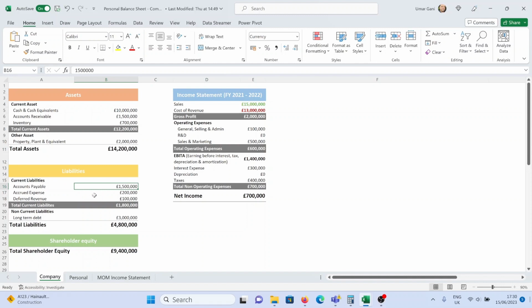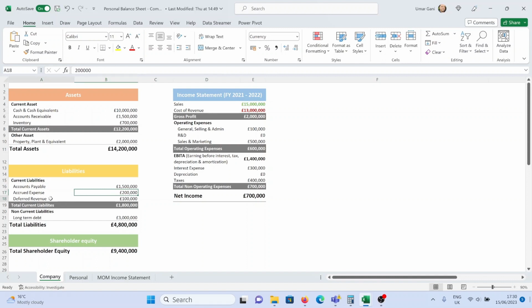Accrued expense is different. With accounts payable, you have already got an invoice, so you know that you have to pay 1.5 million to the vendor. But there are certain items you would have bought from a vendor for which you have not got an invoice yet. Still, you are liable to pay that money back to the vendor. That is called accrued expense, which is 200,000.